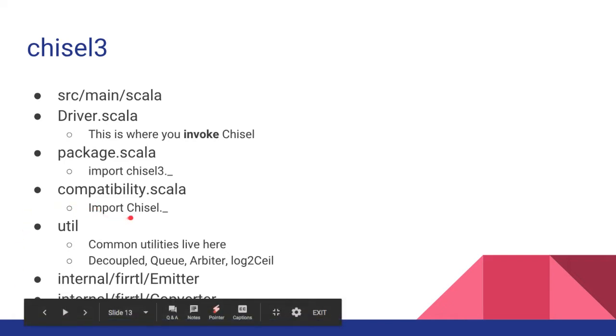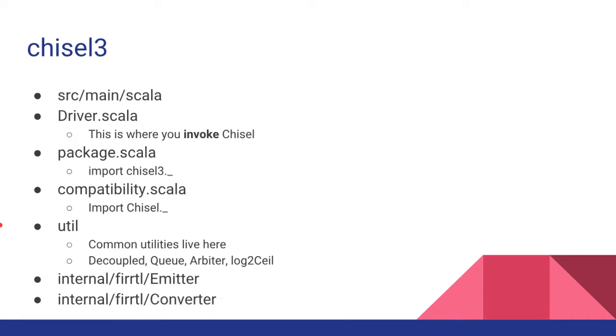Compatibility.scala is where the import capital Chisel._ stuff comes from, which is why it can be slightly different. We have the util, where common utilities live, like Decoupled, Queue, Arbiter, log2Ceil. I said log2Up, but log2Ceil is a safer thing to use. And then, as I mentioned before, we have the emitter, which emits the serialized representation of FIRRTL, those .fir files, and the converter, which is an in-memory translation from Chisel IR to FIRRTL's actual IR nodes in Scala.